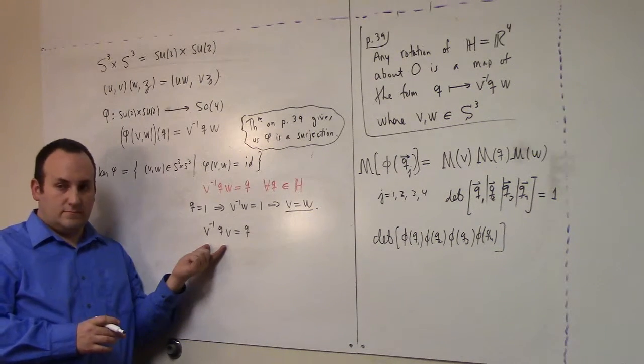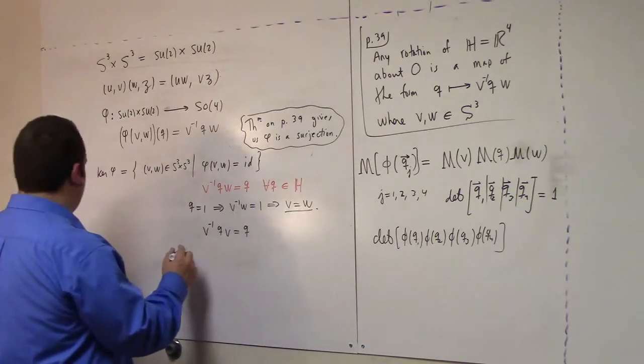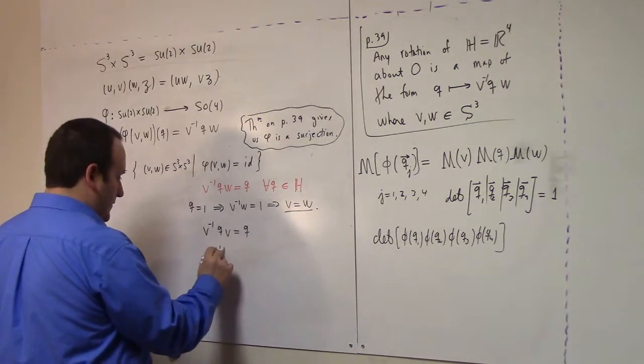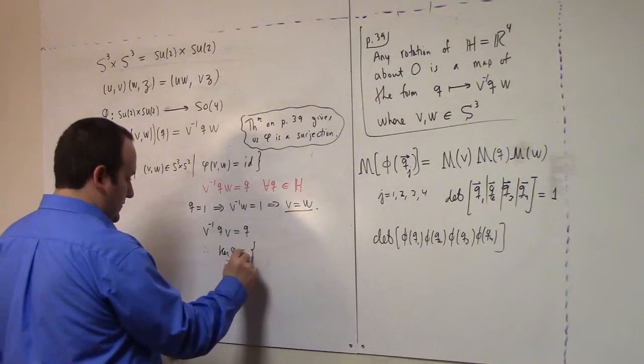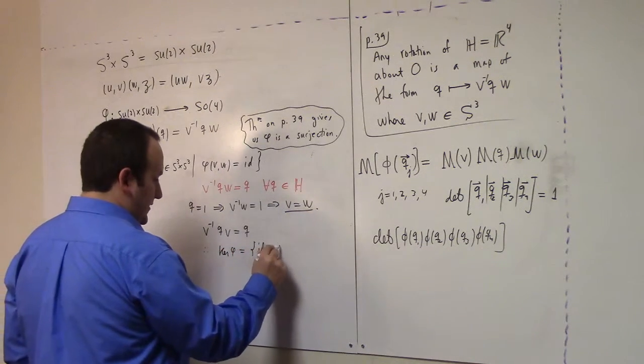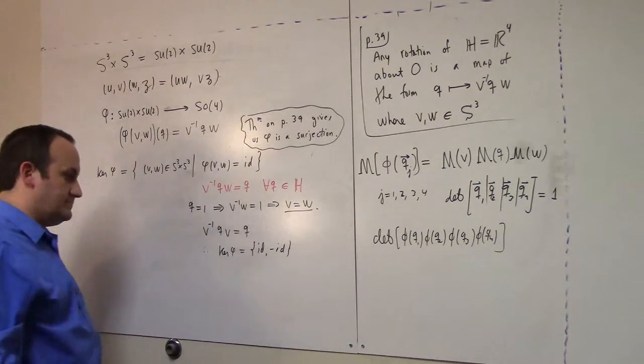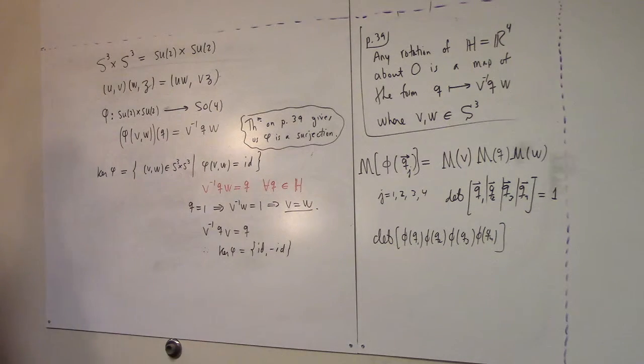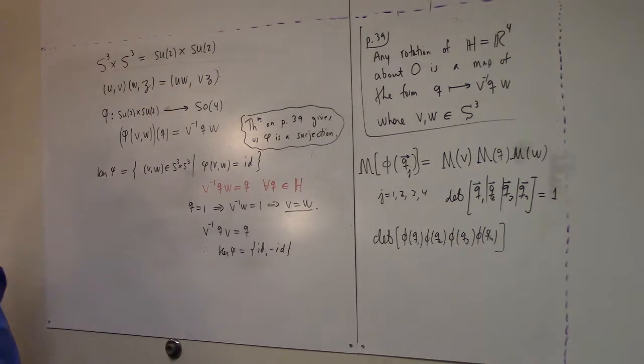So it's got two elements. So the kernel of phi is the identity and minus the identity. Minus the identity is a rotation in R4 because the determinant is still 1, because you get minus 1 times minus 1 times minus 1 times minus 1, in 4 dimensions. In 3 dimensions, minus the identity is a reflection, but in 4 dimensions it's not. Weird, right?